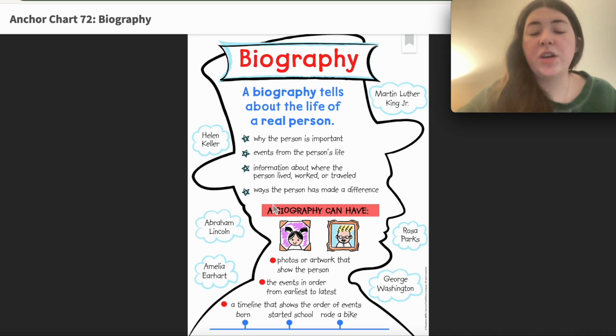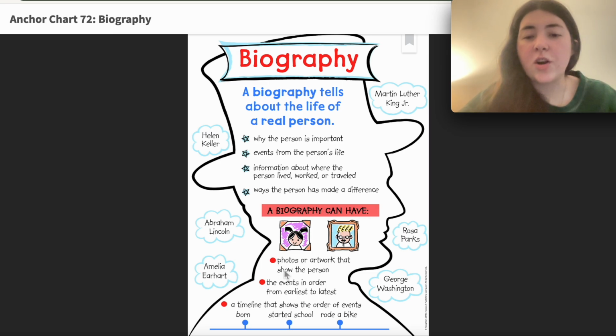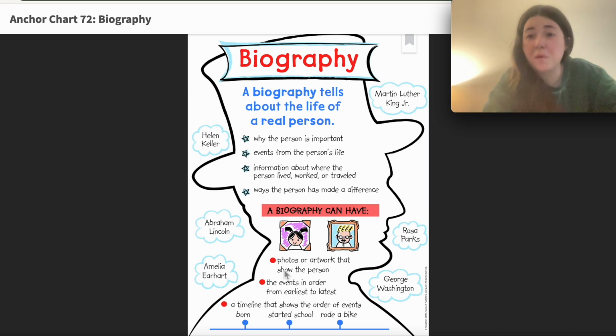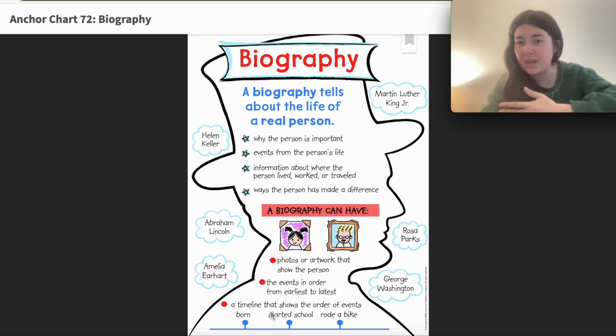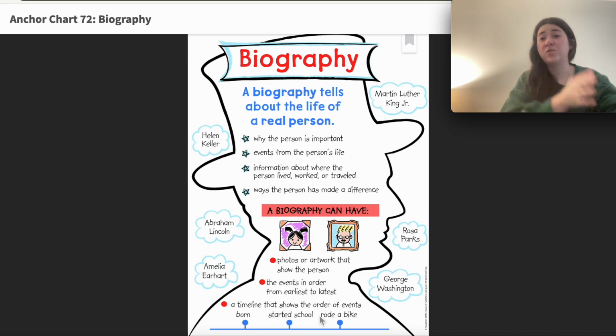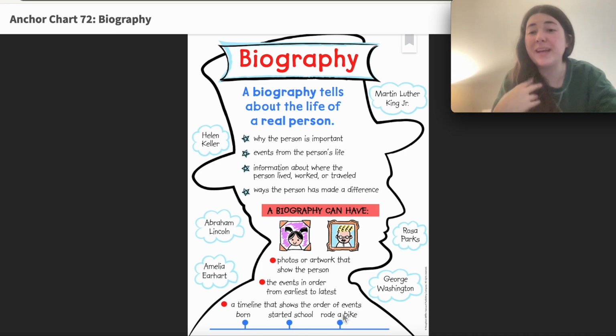The different things we're looking for in a biography are photos or artwork that show the person, either artwork that depicts that person or actual photos of that person. It would have the events in order from earliest to latest, probably starting from when they were a kid to when they were a grown-up, and a timeline that shows the order of events. For example, they were born, they started school, and then they learned how to ride a bike could be an example of a biography of one of you.